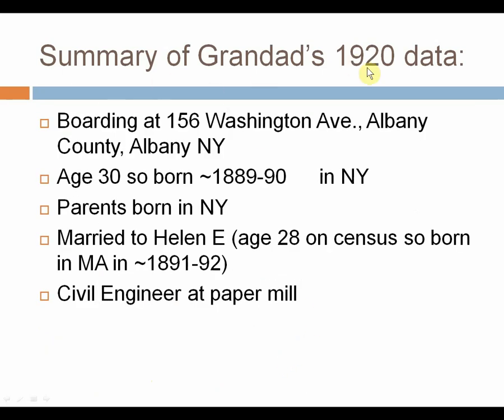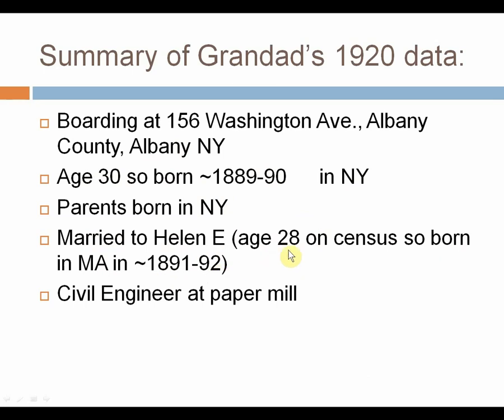In the 1920 census I found my grandparents, William and Helen, boarding in Albany, New York. My grandfather was age 30, bringing him to a birth date of 1889 or 1890, according to this census. Born in New York, of parents both born in New York. Married to Helen E., who was age 28 on the census. So she would have been born in Massachusetts in 1891, 1892.